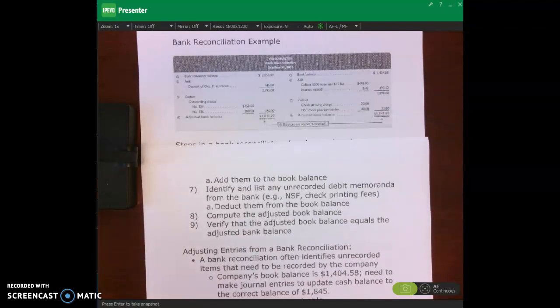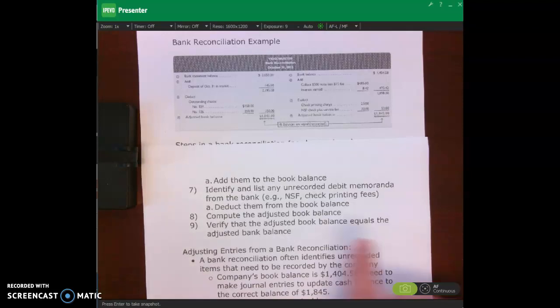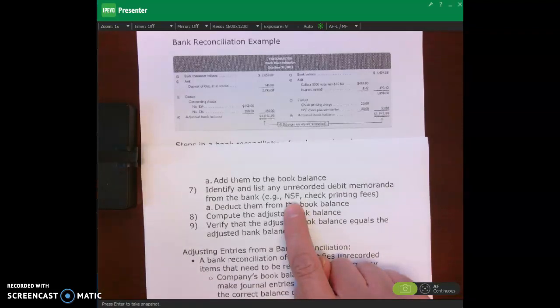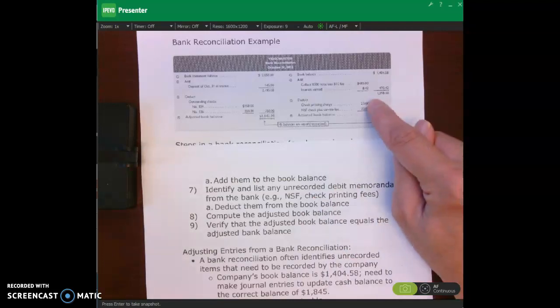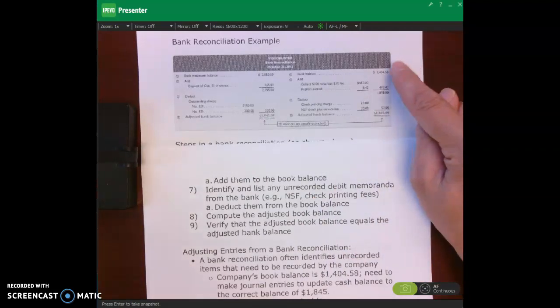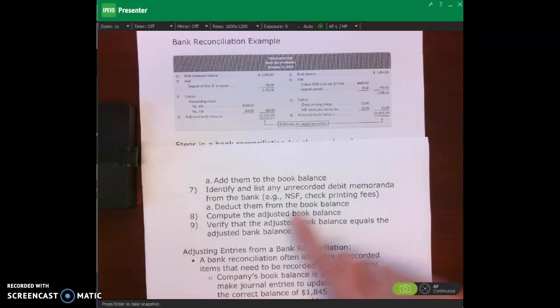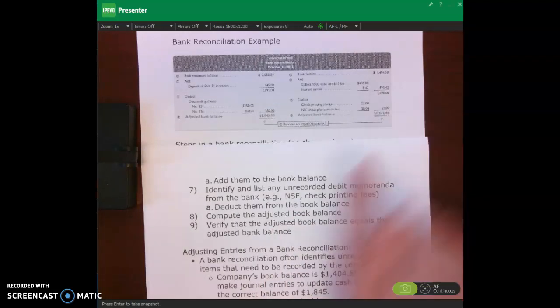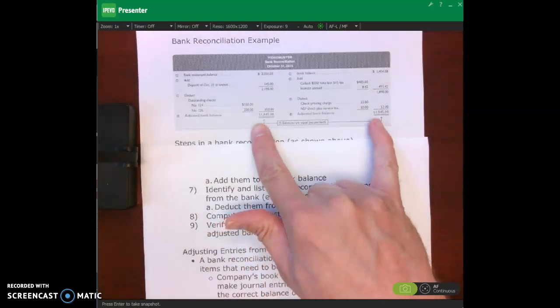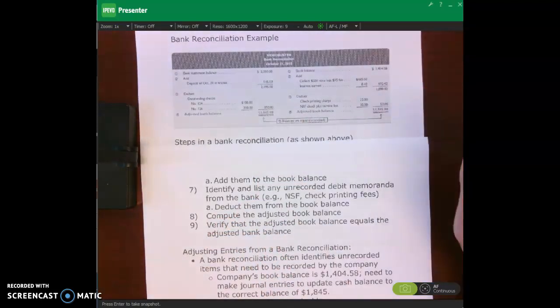Step 7, identify and list any unrecorded debit memorandum. So our non-sufficient funds and check printing fees. So we would get these from our bank statement. We say, oh, they charged us for a check printing fee. We have to deduct that from our general ledger book balance. And then we would compute our adjusted book balance, and then we would verify that those two are the same, and that's the process of reconciliation.